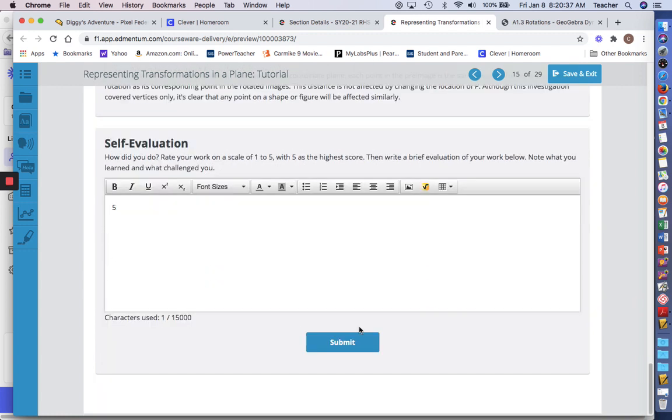Self-eval. 5, baby. I'm that good. All right. So that is slide 15 on rotations. And yes, we're going to get more into rotations and reflections and translations later. This is kind of an overview of what we're going to get into. All right. I'll see you in a bit.